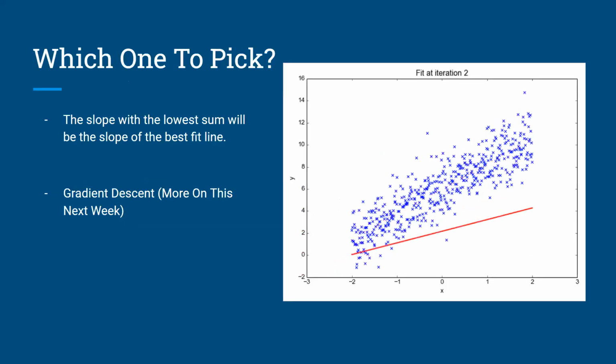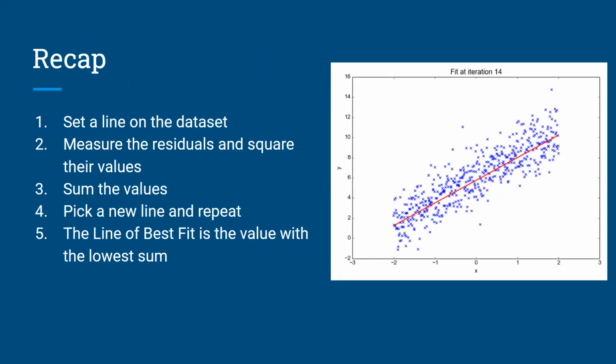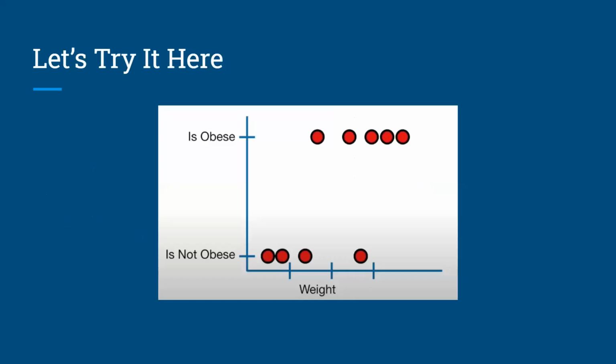So which one do I pick? I'm picking the one with the sum of the least squares, right? All right, so to recap, we're gonna set a line, we're gonna measure the distance, square them, sum them, and we're gonna find our line of best fit. All right, let's try it here on this data set.